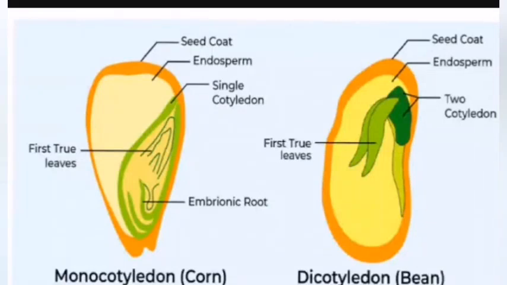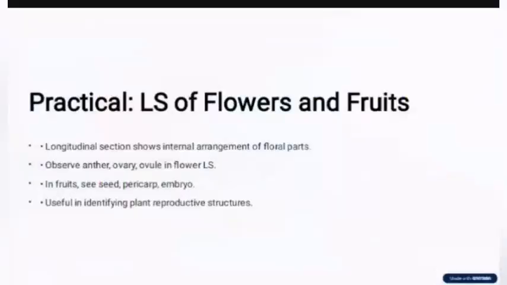Then the cotyledon. I don't think I included this in your definition, so you can put it as well if you want. It also contains the cotyledon, and then the seed coats that protect it. Okay, any questions so far? Any other question?